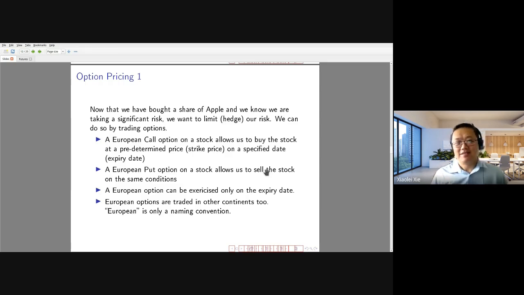Another interesting thing about options is that European options are actually traded on other continents as well. European is just a designation about how the option can be exercised. That means you can only use your option exactly on the expiry date. There are other kinds of options, for example, called American options, that allow you to buy or sell the stock anytime from now to the expiry date. But we will focus on European options here.